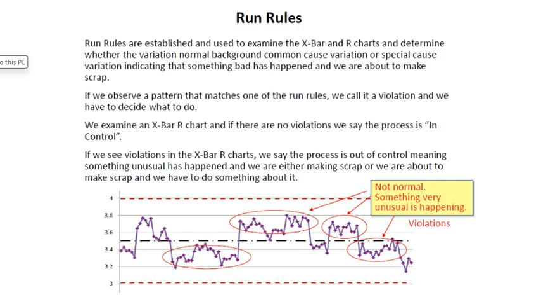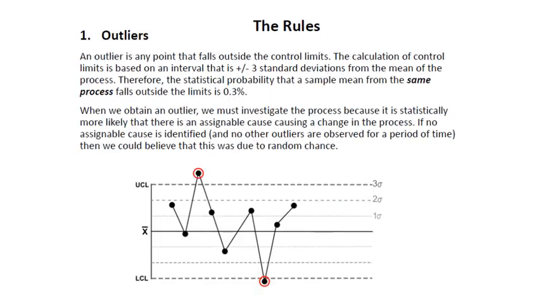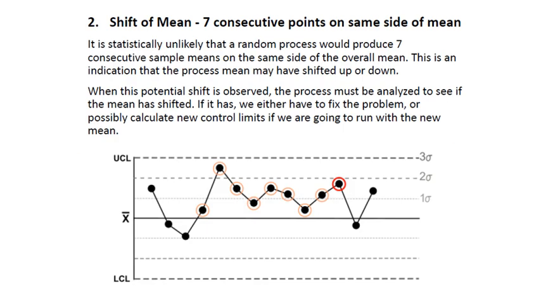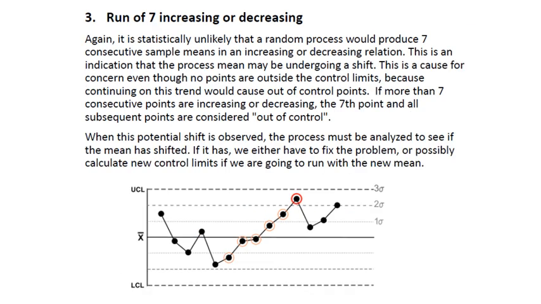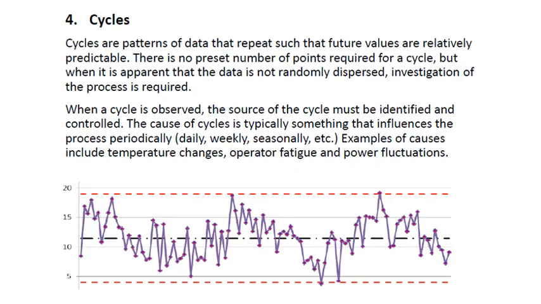So of course, in run rules we did outliers, then shift of mean or 7 consecutive points, and then 7 increasing or decreasing points. And here I think is what I forgot to record. Okay, so this is the number 4 run rule, and it's on the cycles. With cycles, we're looking for patterns in the data that repeat, of course.